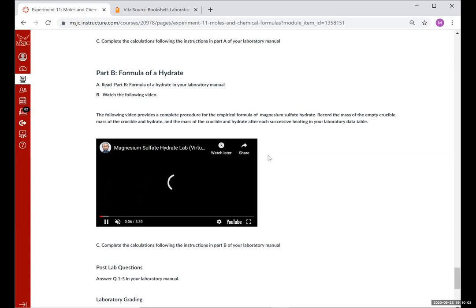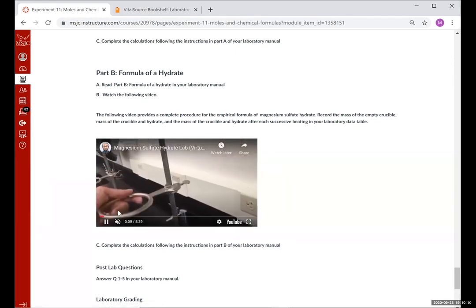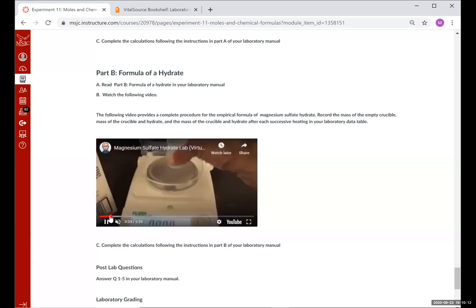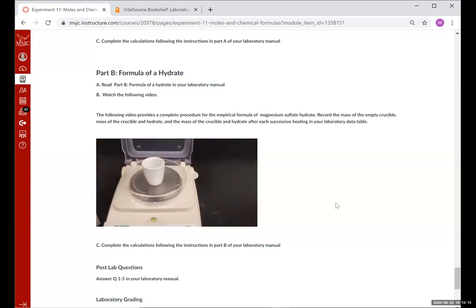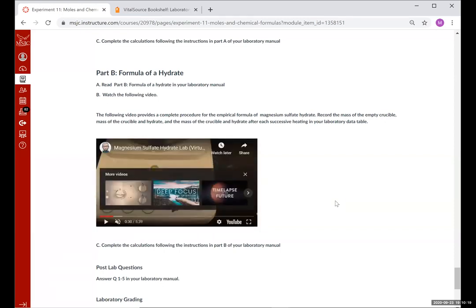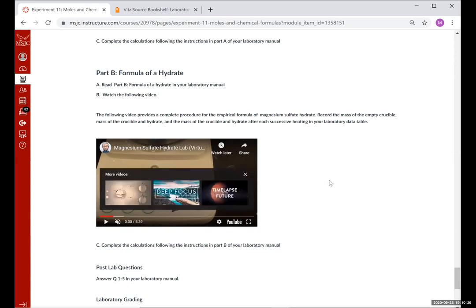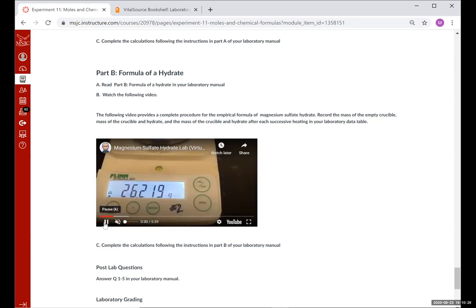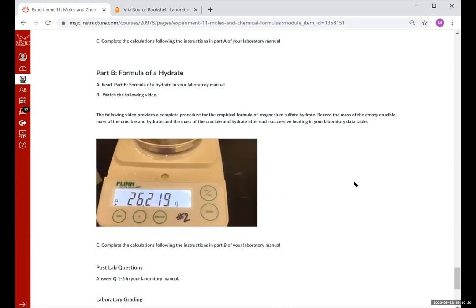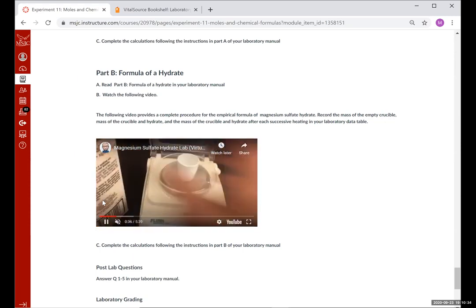Allow it one moment while the video loads. So you're going to watch the video for the magnesium sulfate hydrate lab. Each time they pause the video to take a measurement, that's where you're collecting your data. So like this number is what you'd use for your empty crucible. That's why the video pauses.